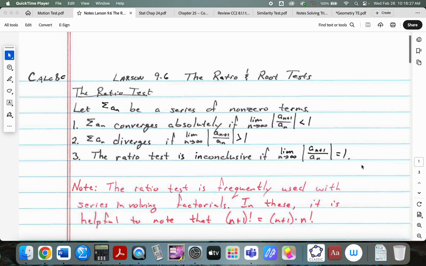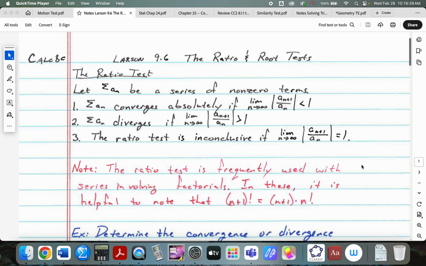But today we're going to learn the ratio and root tests. These tests are very similar. The ratio test gets used a lot. The root test, I'm going to show it to you. Occasionally it's helpful, but I don't think the root test is even required on the AP exam anymore. But it works the same way as the ratio test. Why not do it at the same time?